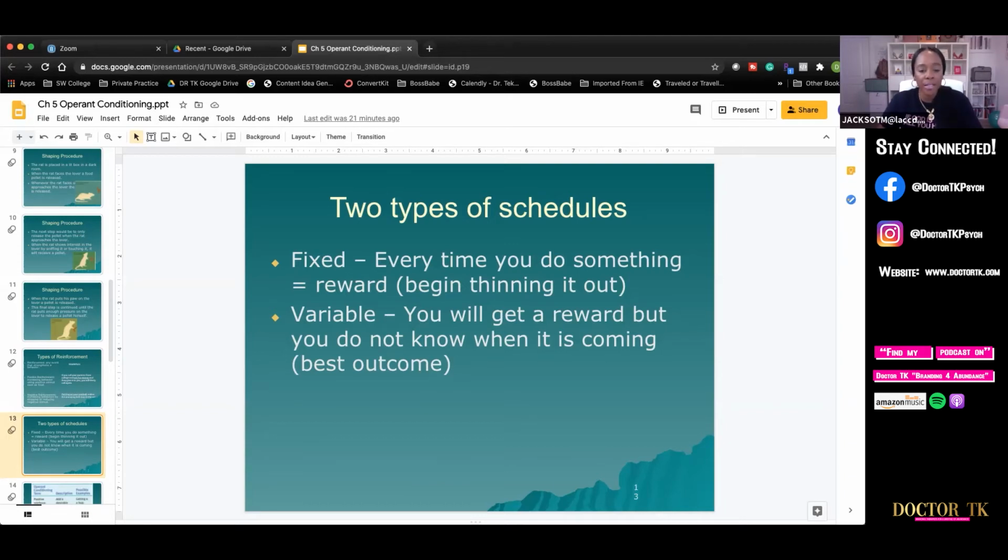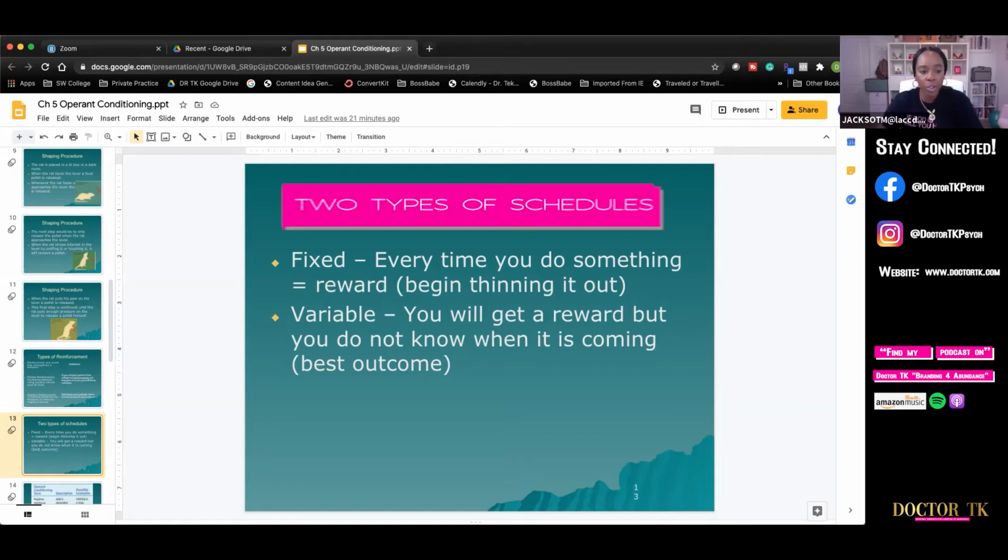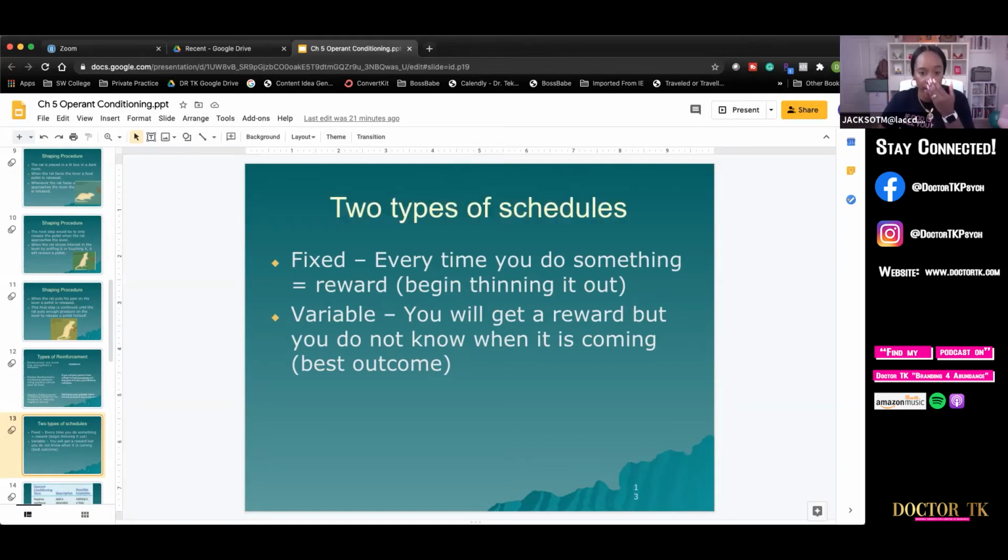So there are 2 types of schedules for reinforcement. Let me just say that, because that might be the way it's worded on a test. There are 2 types of schedules of reinforcement. So the first type is fixed. So fixed is every single time you do something good, you're going to get rewarded.